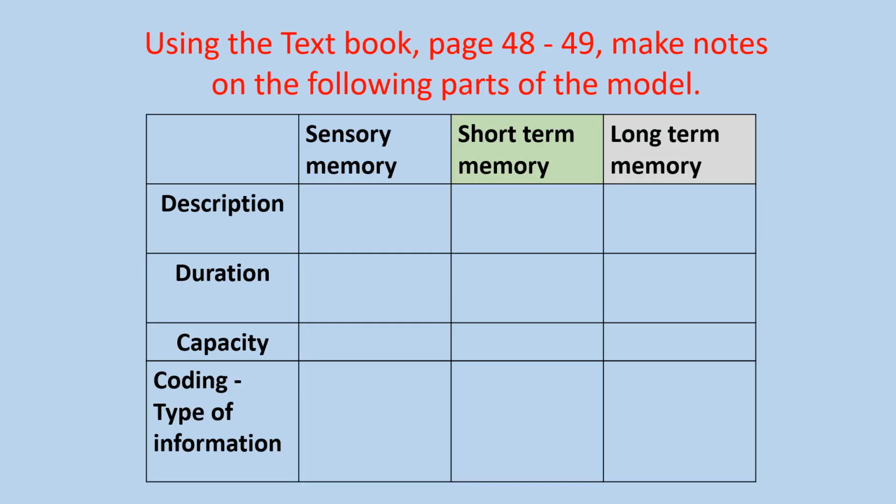Okay, so what I'd like to do is use the textbook now. I'd like to sketch out that model as well, because you need to have the visual of it as well. But also I'd like you to use this table and the textbook, and make notes of the following parts of the model: the sensory memory, short-term memory, long-term memory. I want you to have a little description of each one. In it, you need to state the duration, the capacity, and the coding type as well. That's really, really important. So can you go through and do that, and then click play again on the video. Thank you.